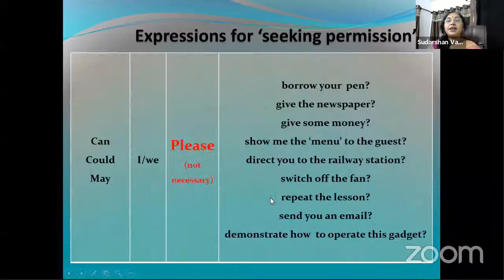Now, seeking permission, can, could, or may, all the three are used. But when you seek permission, can I borrow your pen? Can I please borrow your pen?